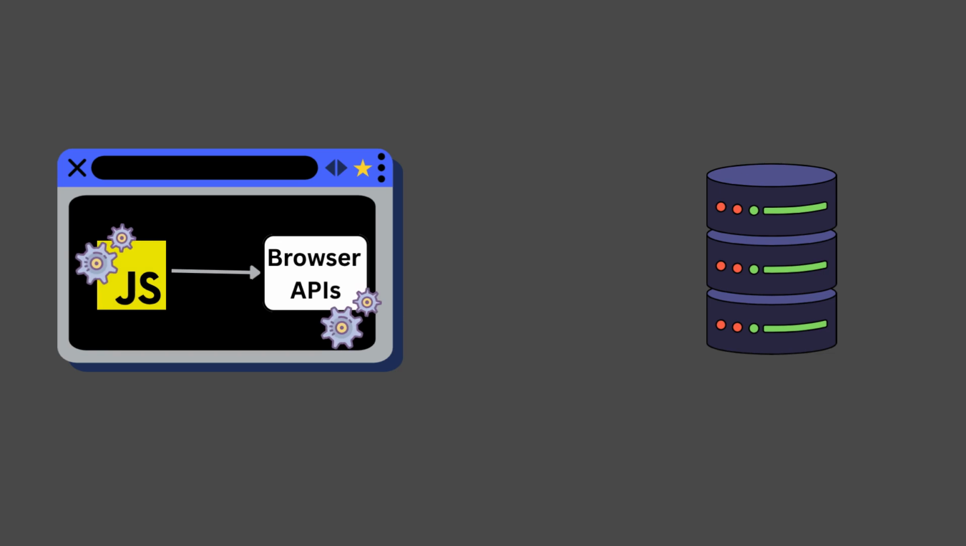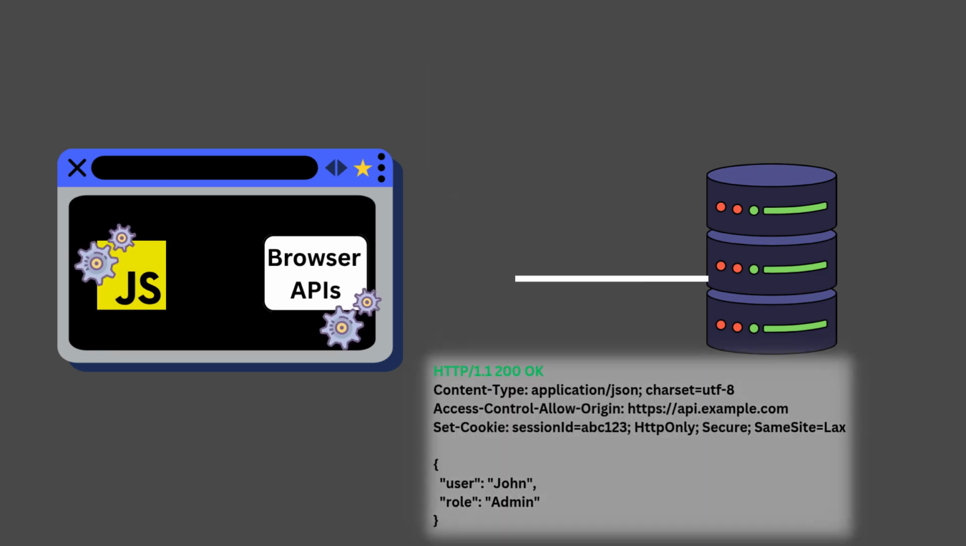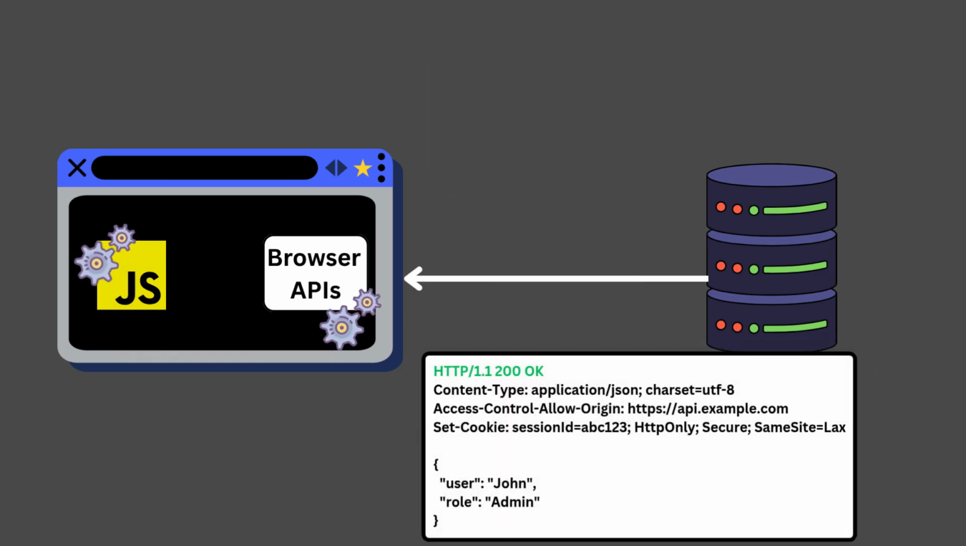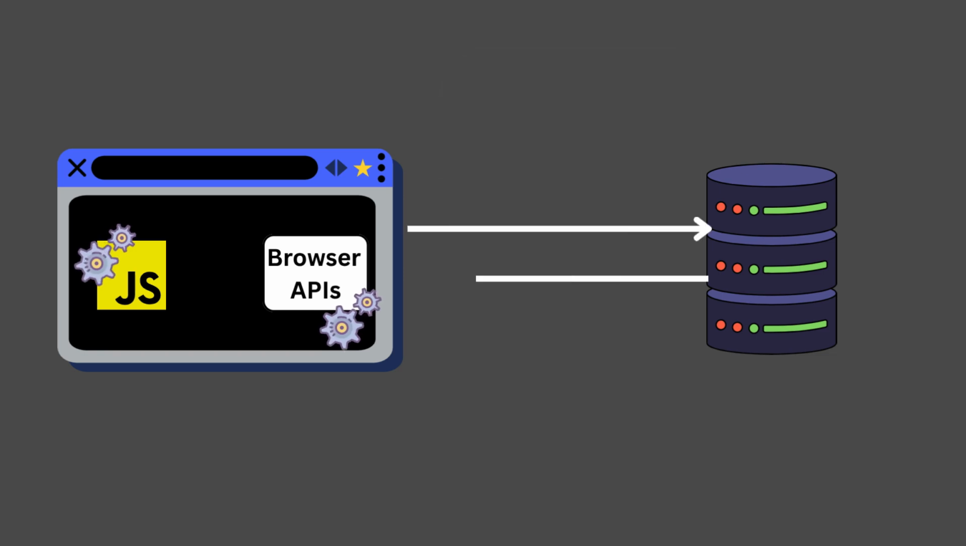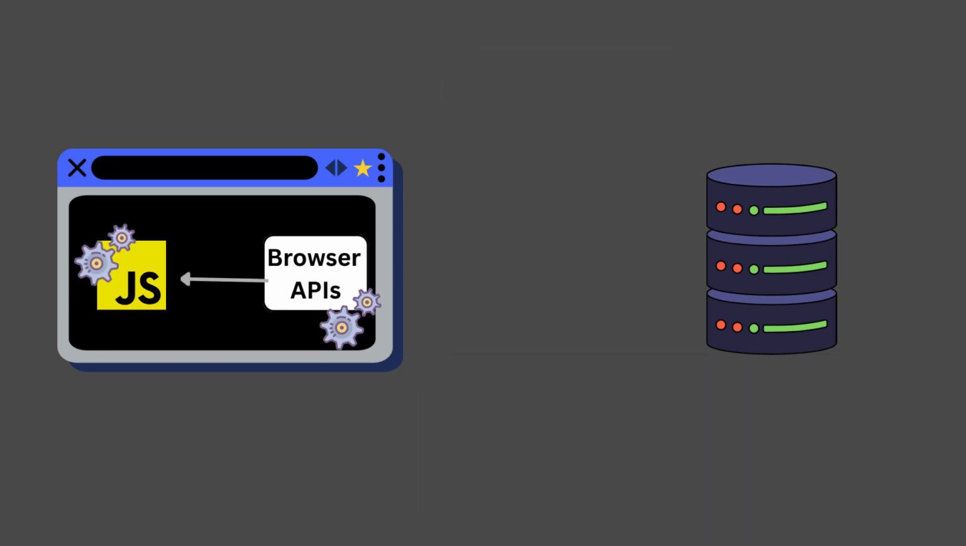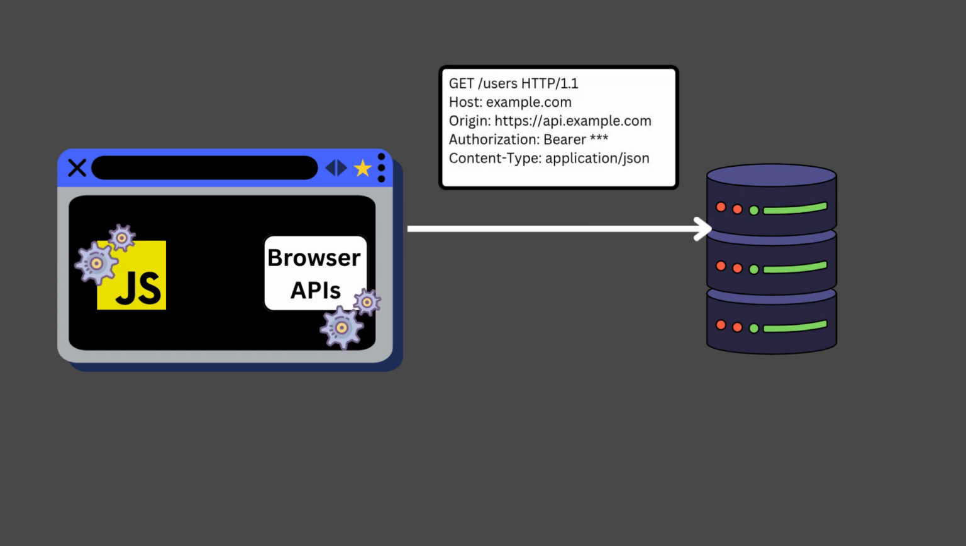And all of this is handled by the browser, not by JavaScript itself. So when you call an API from your code, you are not directly talking to the server. You are asking the browser to do it for you. And the browser manages the entire process, networking, security, and response handling.